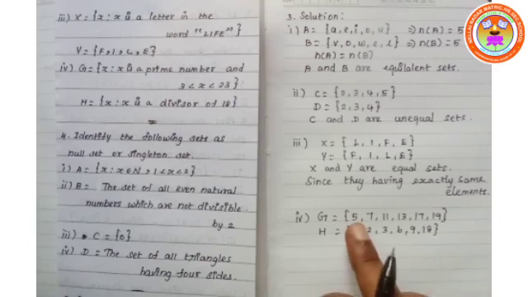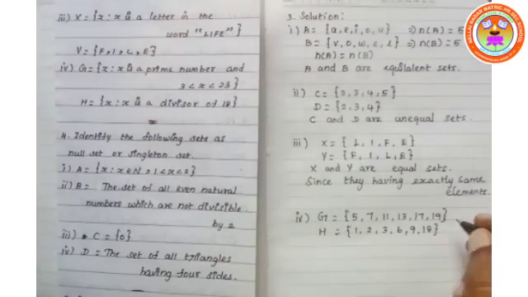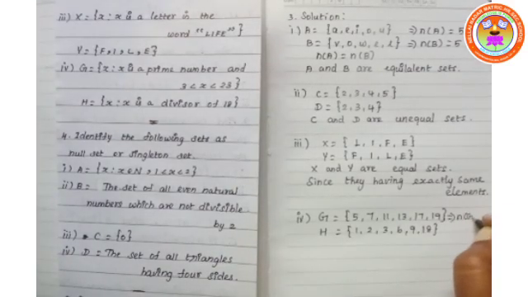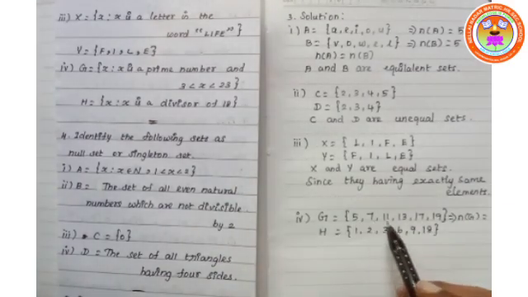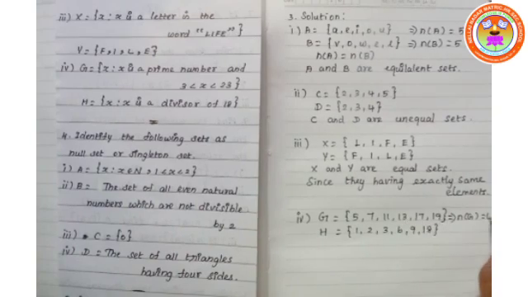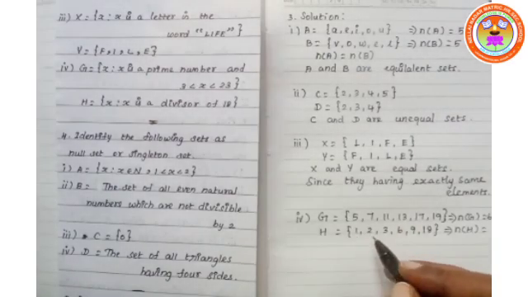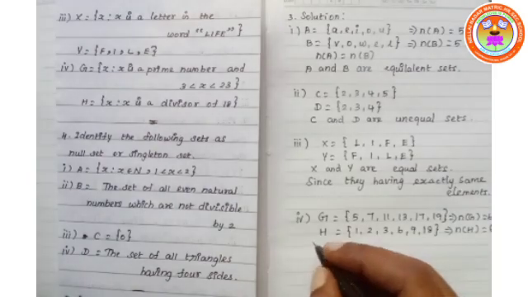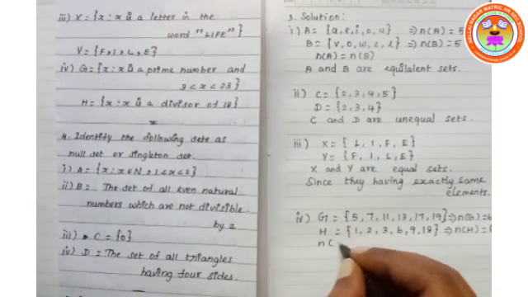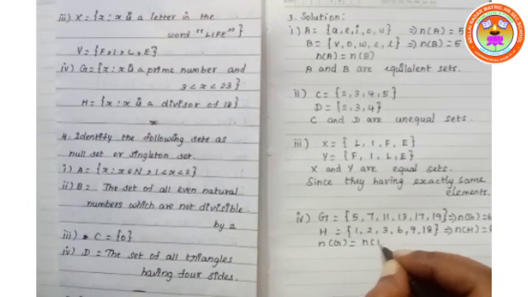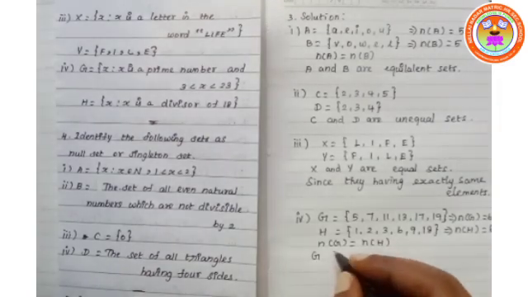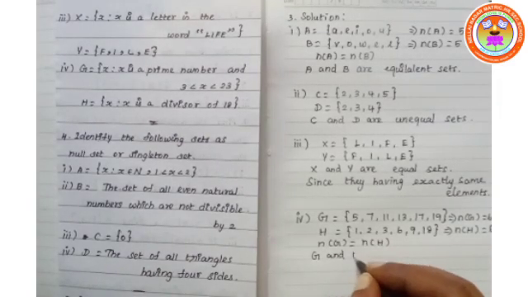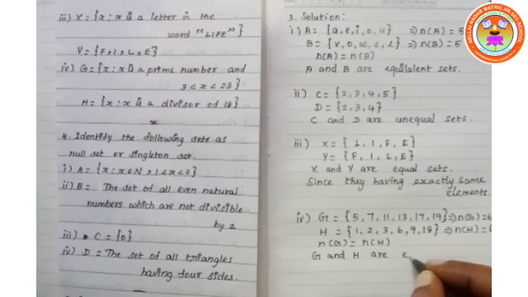So now the elements are not exactly the same, but we can count the number of elements. The number of elements in the set G is 1, 2, 3, 4, 5, 6. And the number of elements in the set H is 1, 2, 3, 4, 5, 6. So here the number of elements is equal. So we can say n of G is equal to n of H. Therefore, the sets G and H are equivalent sets.